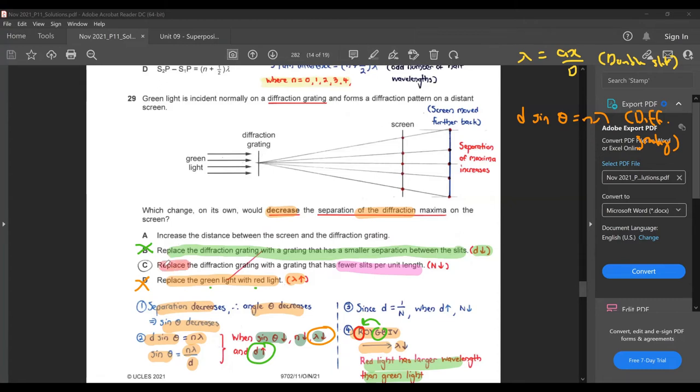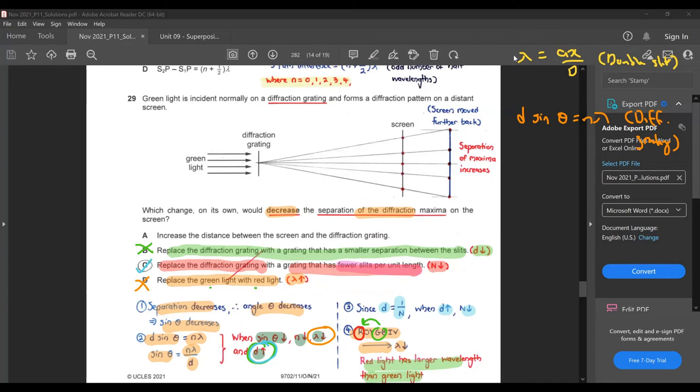C, replace the diffraction grating with a grating that has fewer slits per unit length. Now, fewer slits per unit length, this one is talking about your N. Now, we know that N is related to D by this equation. D is 1 over N. If your N drops, your D will increase. So this is what we want, isn't it? We want D to increase. So answer is C.